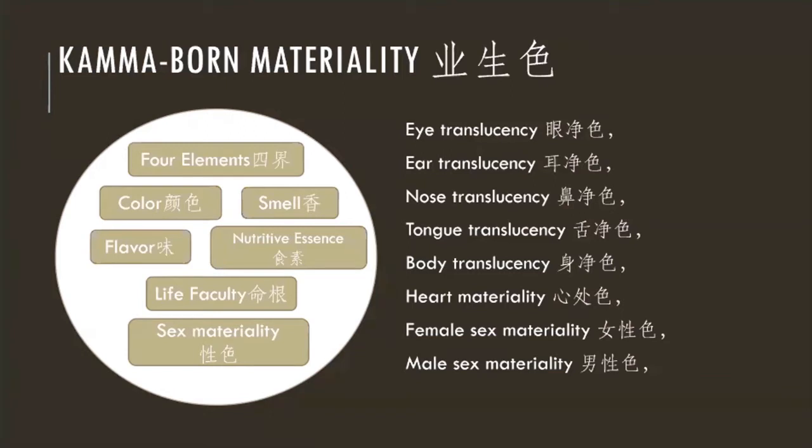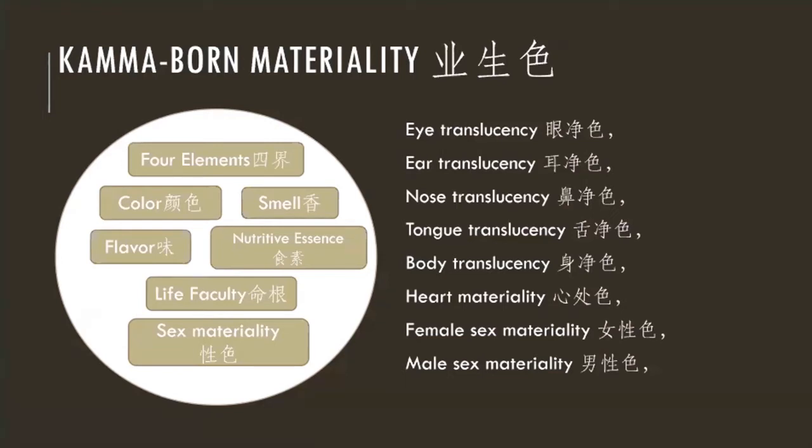As we have already talked about, body translucency can arise everywhere in this body. Heart materiality can arise only in the heart. And similarly, we also have to understand many other rupa kalapas. For example, female sex materiality can arise all over the body because we have different behavior, different appearance because of these materialities. Male sex materiality can also be all over the body because we have different behavior, different appearance. Then all these kalapas are called decade kalapas. Altogether 10 materialities in one kalapa.